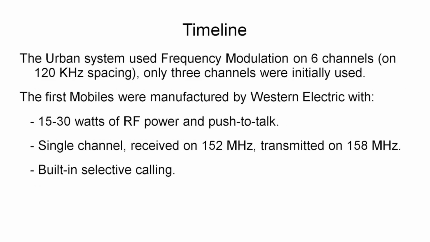The urban system used frequency modulation on 6 channels with 120 kilohertz spacing, but only 3 channels were initially used because of interference problems. The first mobiles were manufactured by Western Electric with 15 to 30 watts of RF power and push-to-talk. They were single channel radios. They received on 152 megahertz and transmitted on 158 megahertz. And they had built-in selective calling.